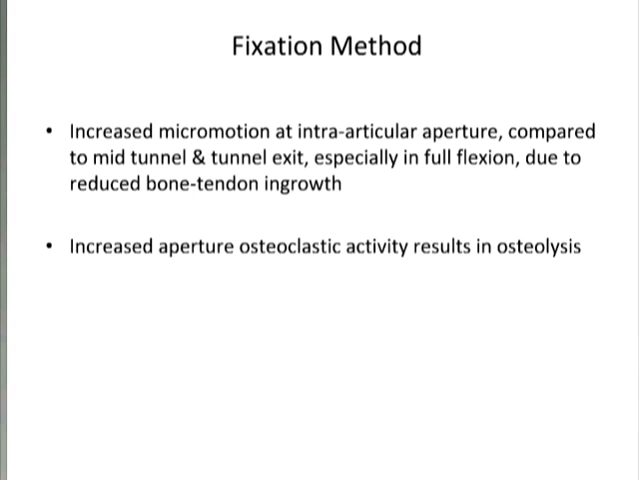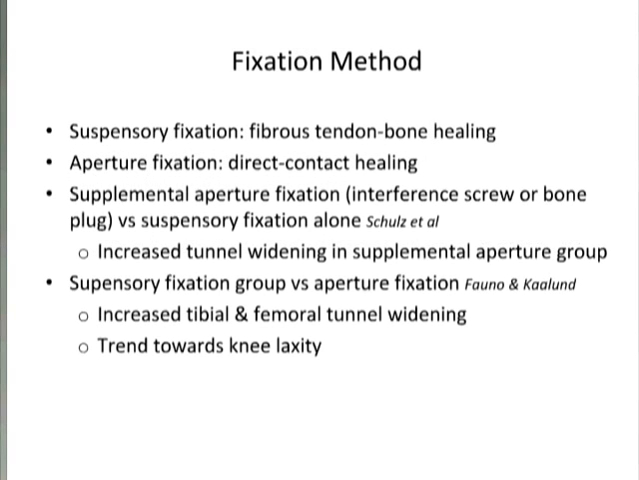The two main types of fixation methods: suspensory fixation, which occurs via fibrous tendon bone healing, and aperture fixation by direct contact bone healing. Supplemental aperture fixation with interference screws or bone plug, versus suspensory fixation alone, was studied by Schultz et al. In a paper, and he found increased tunnel widening in the supplemental aperture group.